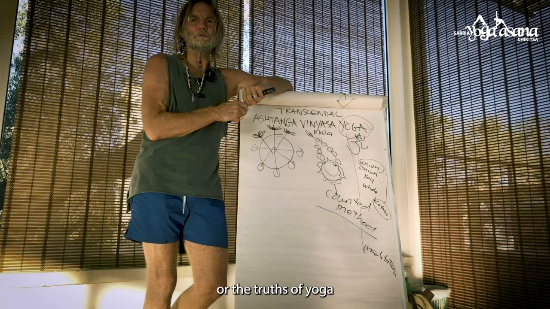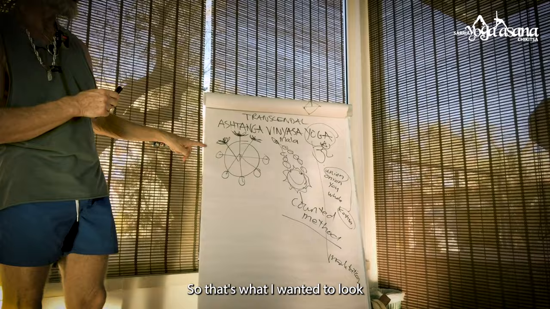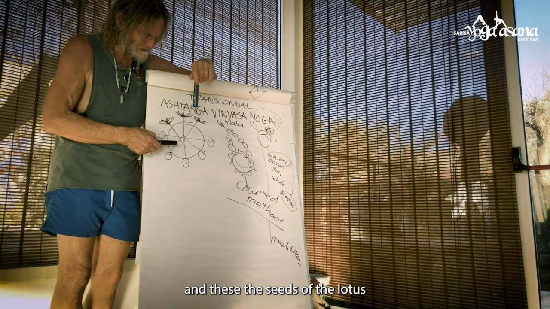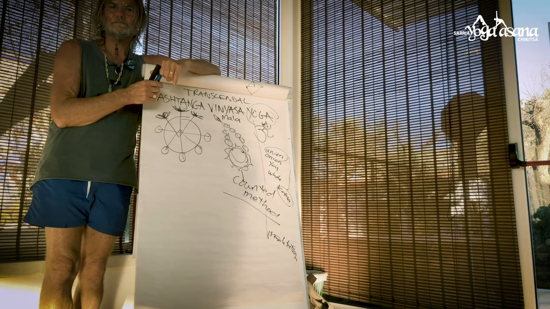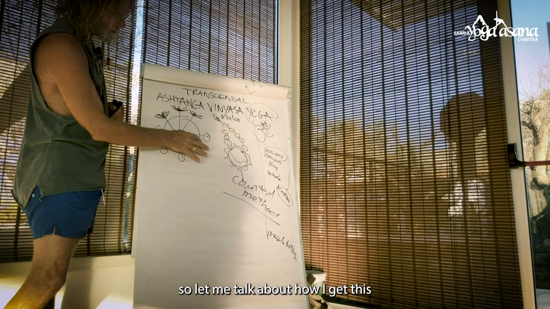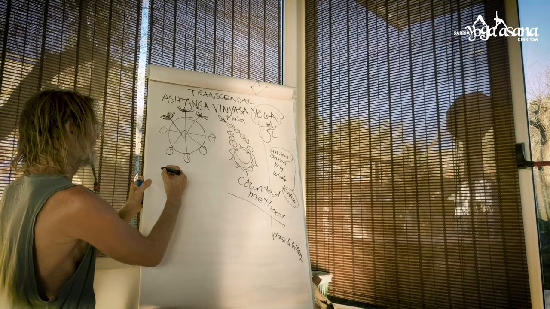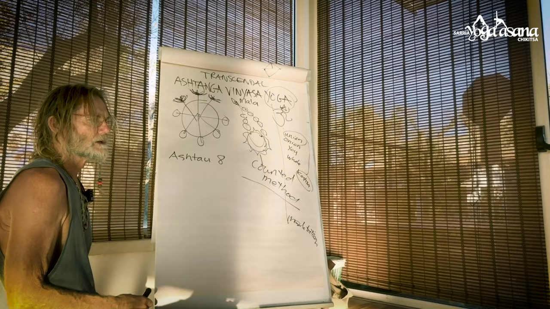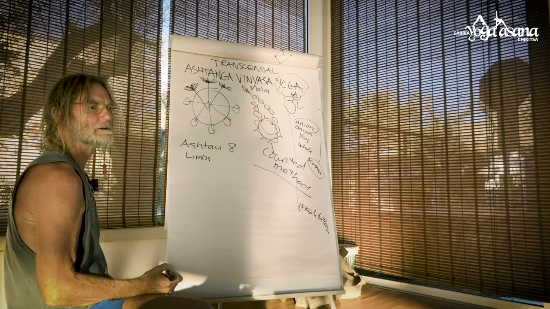So that's what I wanted to look at, is this little symbol here. These are lotus flowers, and these are the seeds of the lotus. So let me talk about how I get this a little bit. So we have Ashta, which is eight, and we have eight limbs. Eight steps.